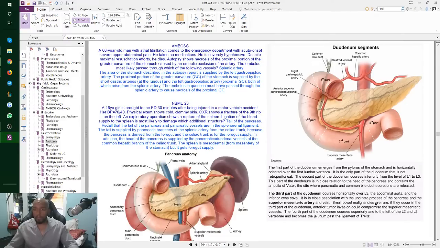Small bowel malignancies are rare. If they occur in the third part of the duodenum, anterior tumor invasion could compromise the superior mesenteric vessels. The fourth part of the duodenum courses superiorly and to the left of the L2 and L3 vertebra and becomes the jejunum past the ligament of Treitz. Right, so that's what's going to keep going from here. You're going to get the whole jejunum, then the ileum, and so on. And I'm going to show you another picture with that too.